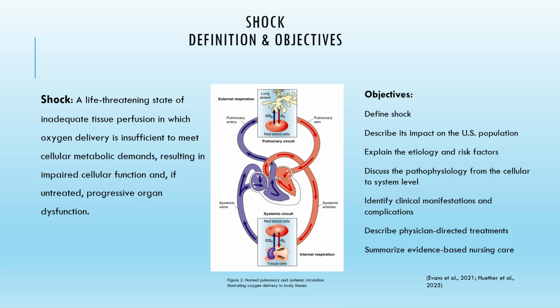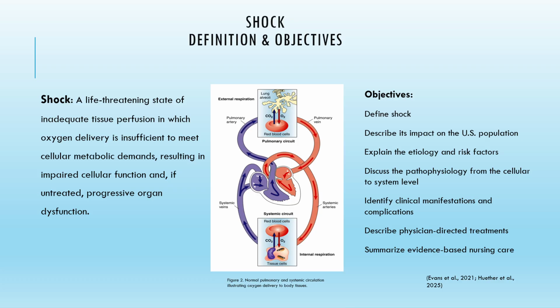Figure 2 illustrates the normal relationship between the pulmonary and systemic circulations. In the lungs, oxygen diffuses across the alveolar capillary membrane into the bloodstream, while carbon dioxide, a waste product of cellular metabolism, diffuses into the alveoli and is exhaled. The heart then pumps oxygen-rich blood through the systemic circulation, delivering oxygen to tissues throughout the body.